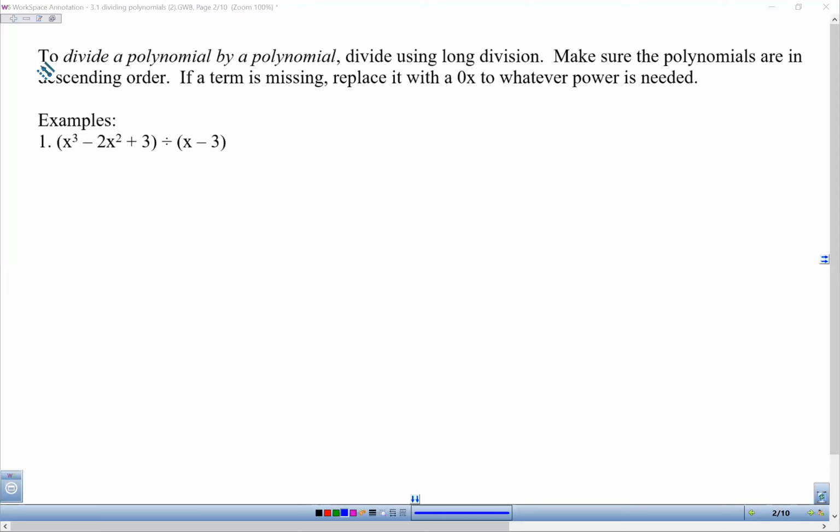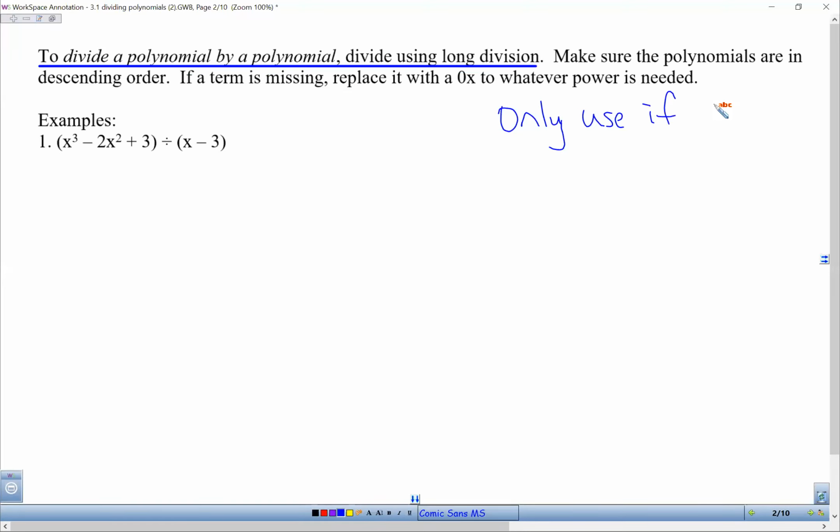using long division. Now, normally we are not going to use this because this is a much, obviously, longer method, and it can get a little confusing, okay? And I'll show you why as we go through this. But the only time you need to use this normally is if the x in the divisor has a coefficient.